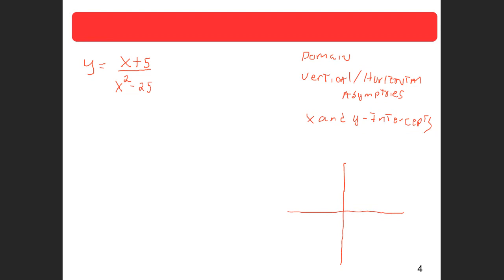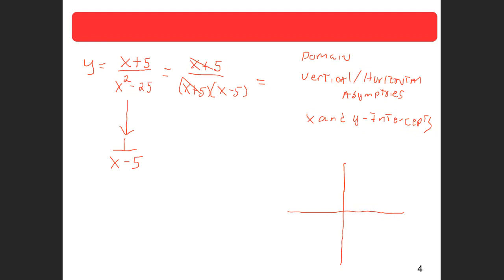I'm going to walk you through how to find each of them. Then when we get into the practice, it should be fairly easy. Whenever I have a polynomial function on top and bottom, I try to reduce it down. Here's why. X plus 5 on top, and the bottom factors to x plus 5, x minus 5. So the x plus 5's cross out. This function and this function are exactly the same thing.